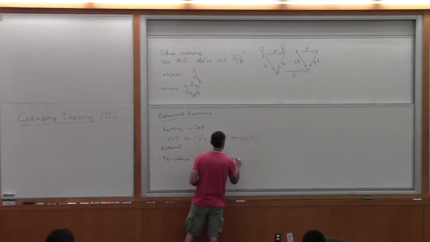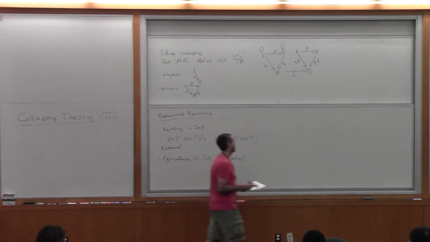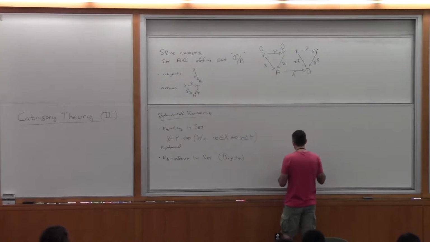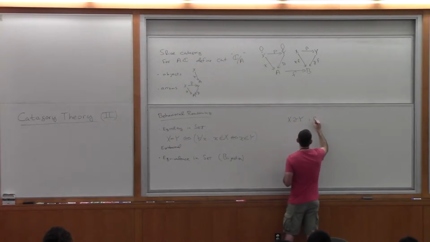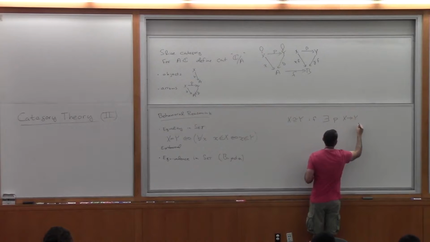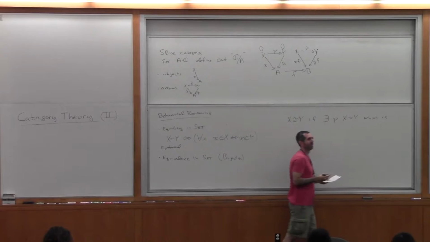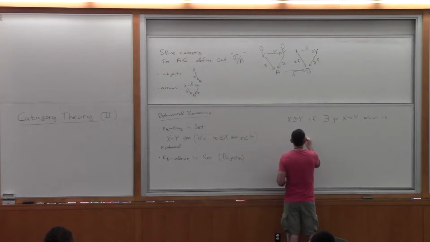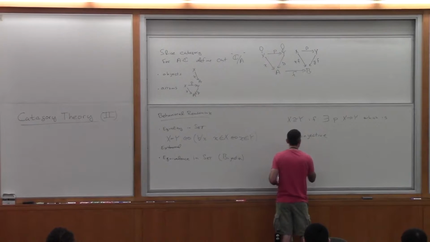Okay, so probably somewhere you've learned what a bijection is, right? So we say that two sets X and Y are bijective if there is some function, which I'll call p, from one to the other, which is two things. Do you remember what these two things are? Exactly. It's injective, and it's surjective.